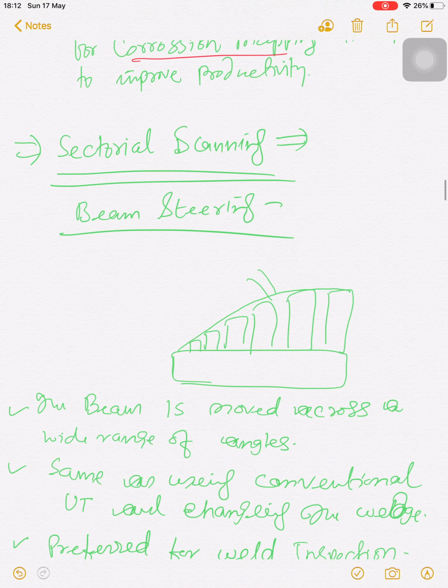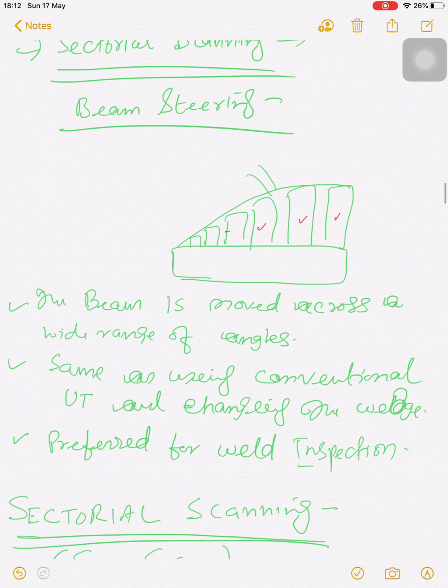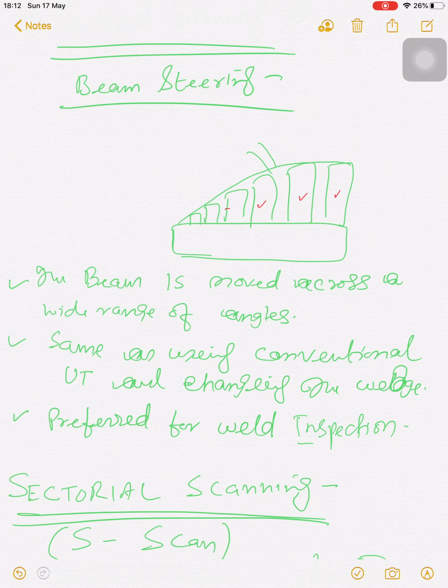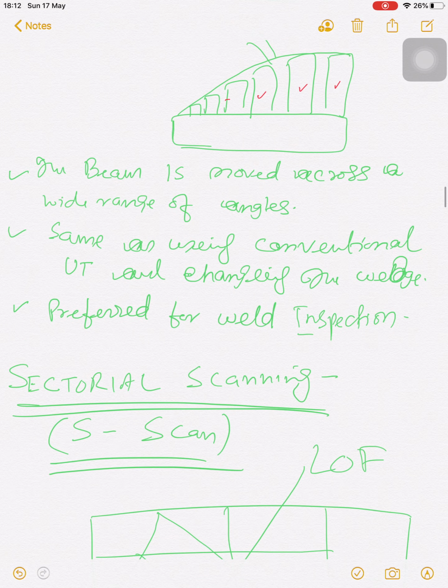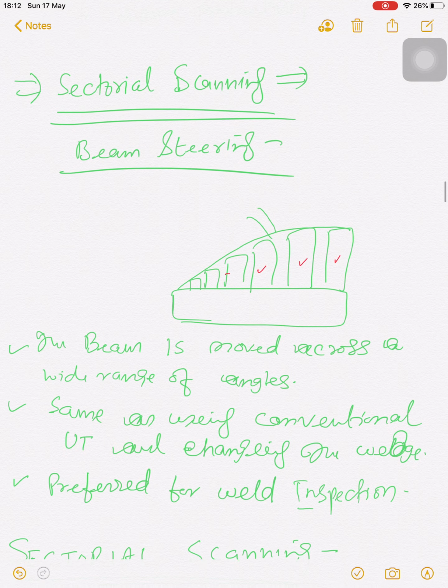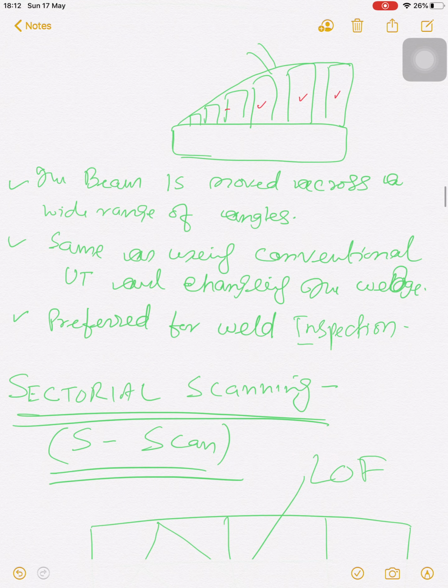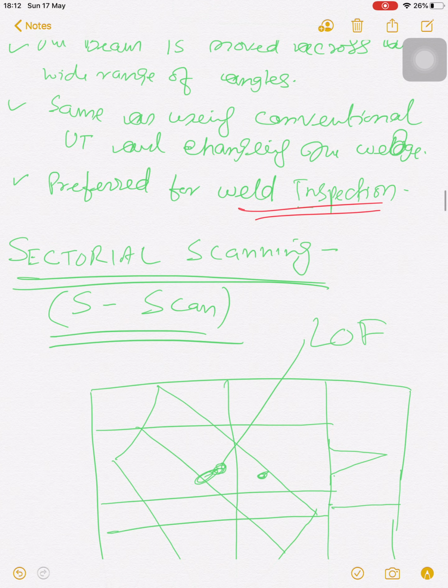What is sectorial scanning? That is the beam steering, that you can say like this. These are your elements and this is how they behave. Okay, so these are the long delays and these are the short delays. The beam moves across a wide range of angles, the same as using conventional UT and changing the wedge, and it is preferred for weld inspection. So sectorial scanning is especially preferred for weld inspection.